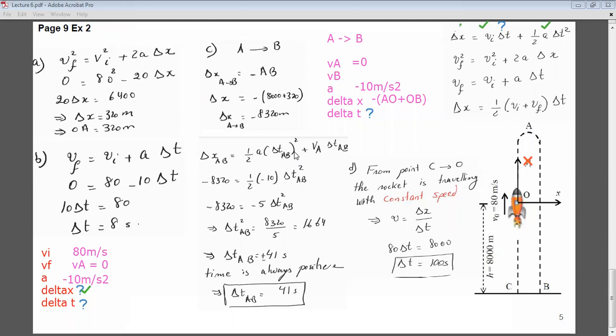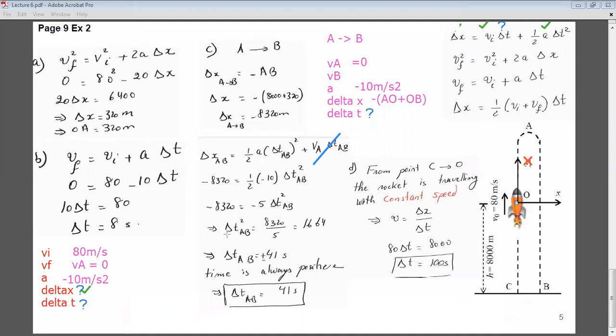Again, it's minus because the X-axis is upward and A to B is downward, so it's minus. Now I will use the equation delta X AB is half a delta t squared plus VA delta t AB. This is minus 8,320. A is minus 10. Delta t is my unknown. VA is 0, so this disappears. Now I just do the math. Minus 8,320 equals minus 5 delta t squared. Delta t squared equals 8,320 over 5, which is 1664, which implies delta t AB is plus or minus 41 seconds.